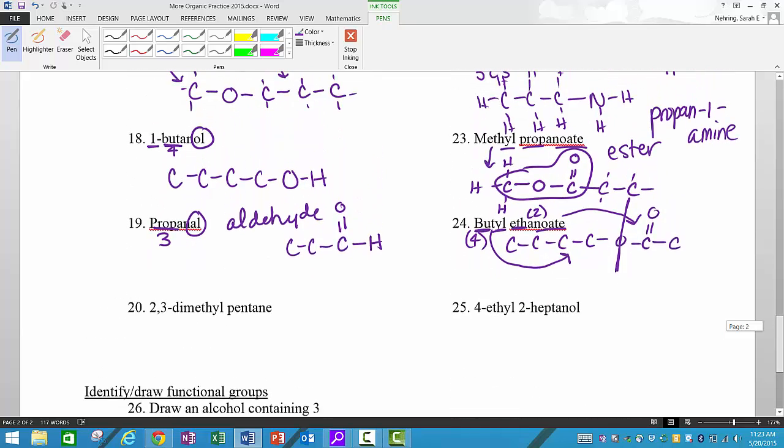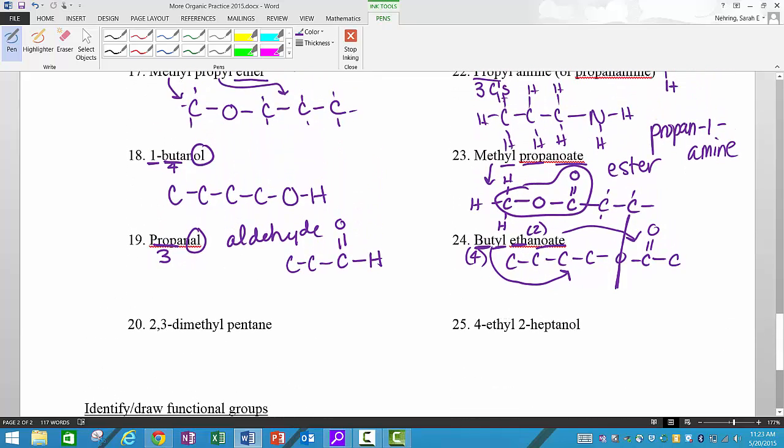Okay, just a few more. 20. Ane, it's an alkane. Pent means 5, so I'm going to start with a 1, 2, 3, 4, 5 carbon alkane group there. And I have dimethyl, so I'm going to have methyl groups coming off of the second and third carbons there.